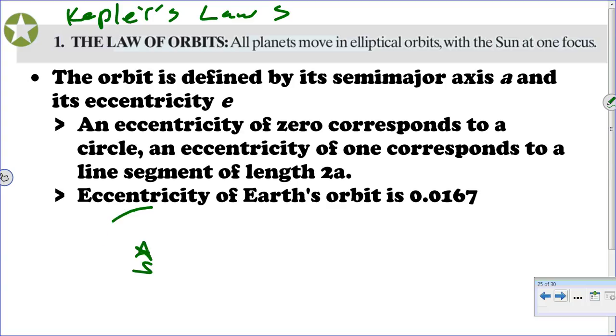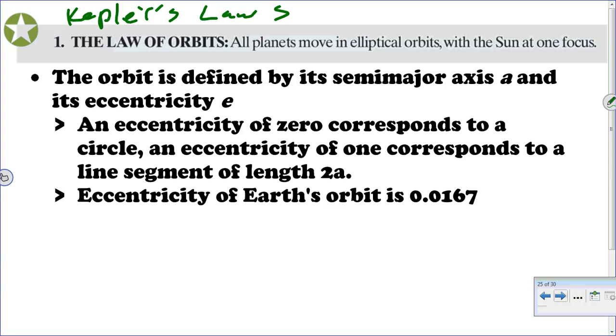This is horribly exaggerated. Here's the Earth's orbit. There's another focal point over here. So these are the two focal points. The sun is one of them. Cool? Similarly, if this is the Earth, then this would be the moon. Good? All right. So, I guess I probably should have talked about this when I was talking about eccentricity.